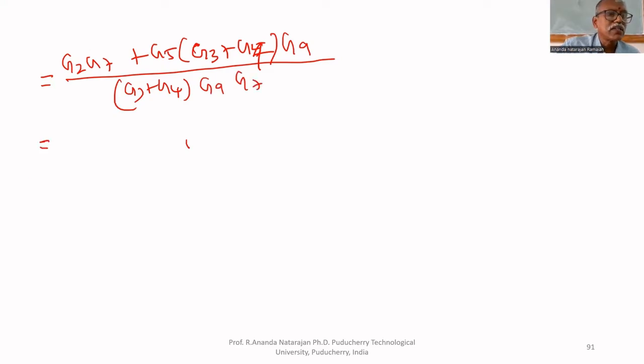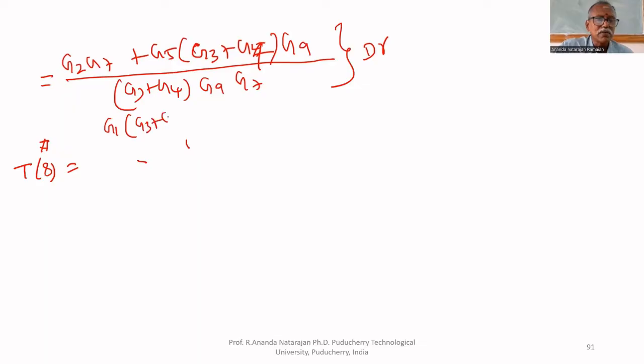This can be substituted in the T of S. We got the numerator and denominator separately. If you substitute that in place of G1 G13, this is the denominator part. If you substitute that in the transfer function, you will get G1 times (G3 plus G4) G7.